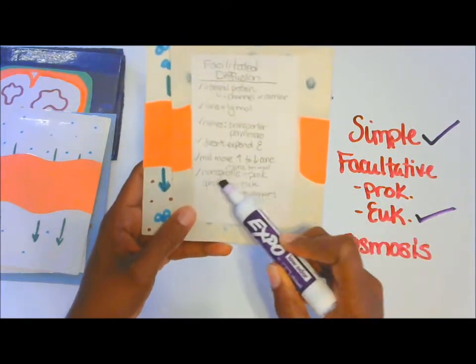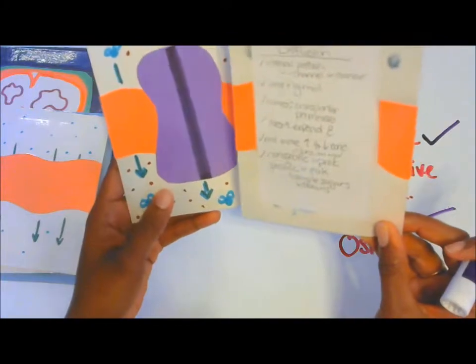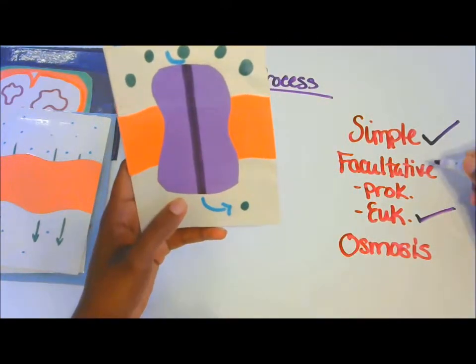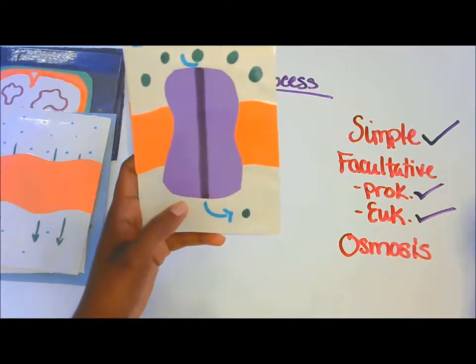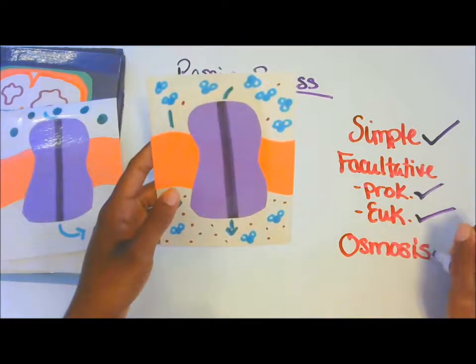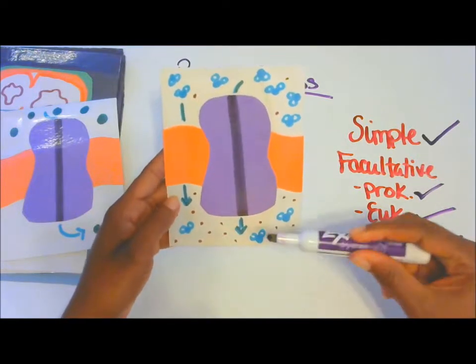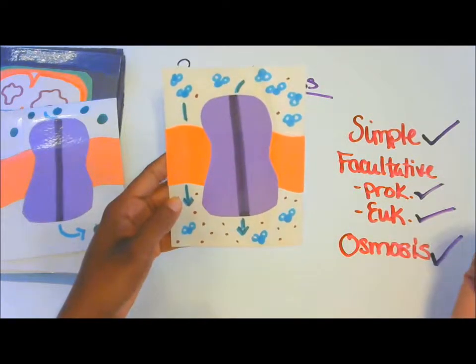And they're also non-specific proteins. Facultative prokaryotes. Okay, next we have osmosis. Now that you know that it's osmosis, give me all the information about osmosis.